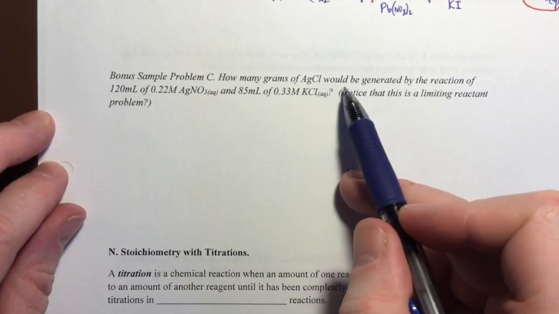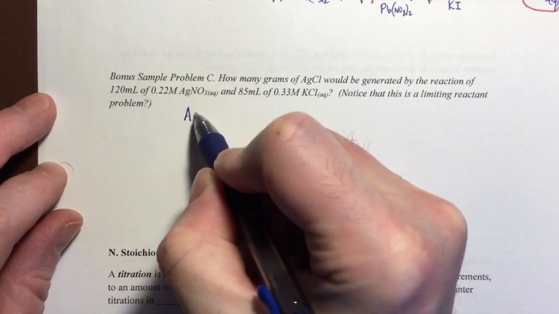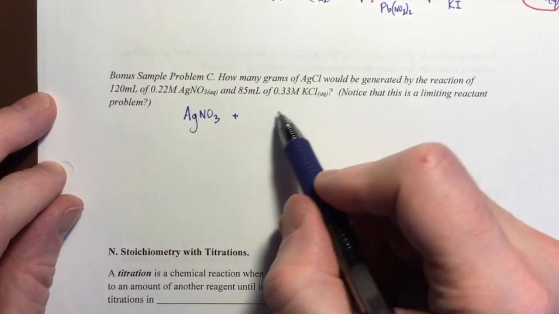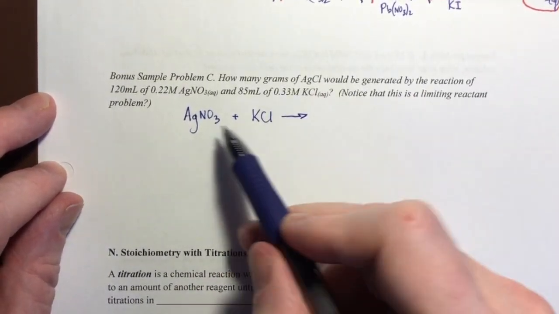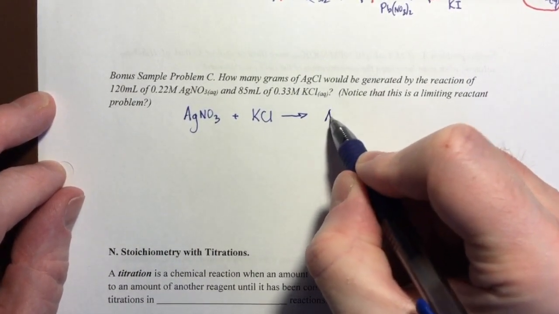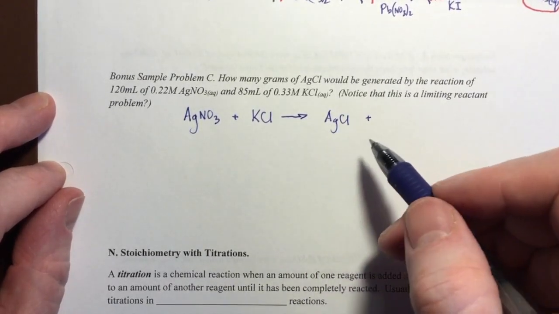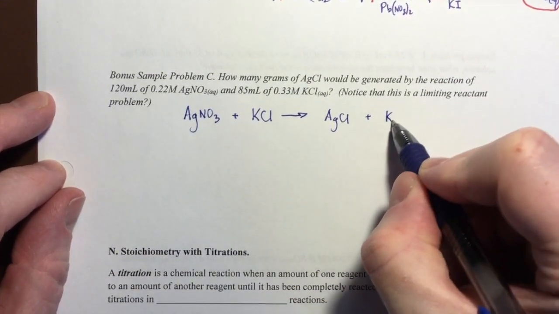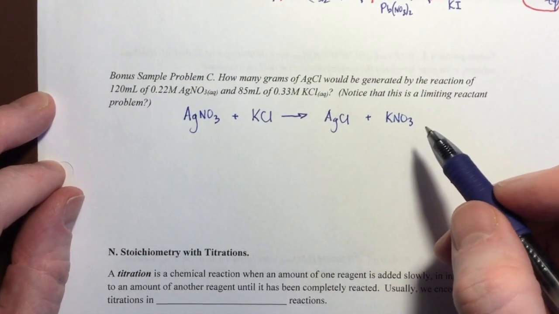How many grams of silver chloride would be generated by the reaction of silver nitrate? So I've got silver nitrate and potassium chloride. So this is a double replacement reaction. The silver is going to go with the chloride. Plus 1 silver, minus 1 chloride, I only need 1 of each. The potassium is going to go with the nitrate. Plus 1 potassium, minus 1 nitrate, I only need 1 of each.